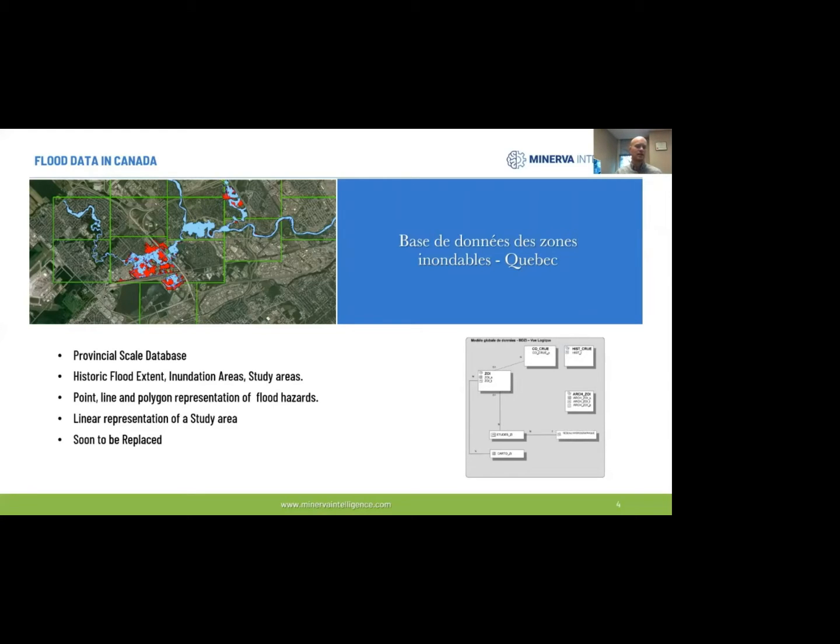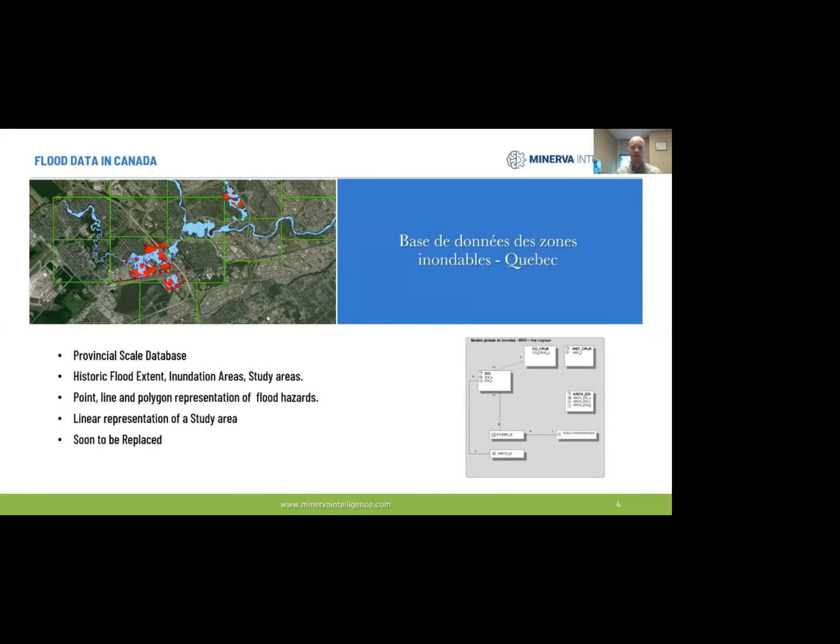It's a well-structured, although old, database that has different polygonal and linear representations of different features. There are relationships between them. And one interesting thing to point out about the BDZI is that the study area is represented as a linear feature along the river that was studied. So in Alberta, in most areas where we have a study area feature, it's a polygonal representation that encompasses either a bounding box or some sort of buffer, or where the study actually took place around the features. Whereas in Quebec, they represent it as a linear feature.